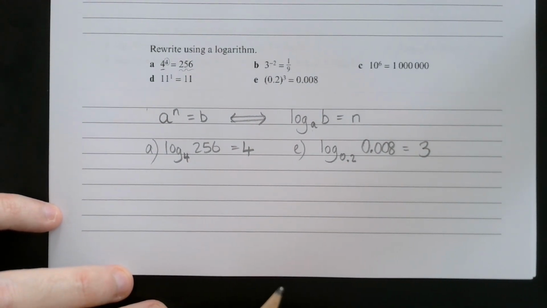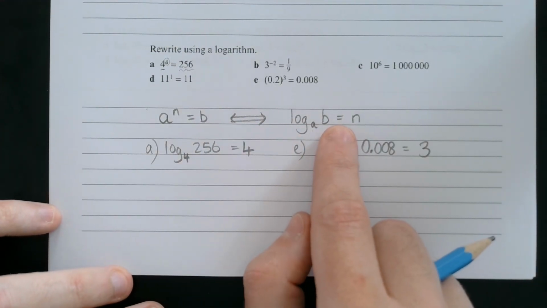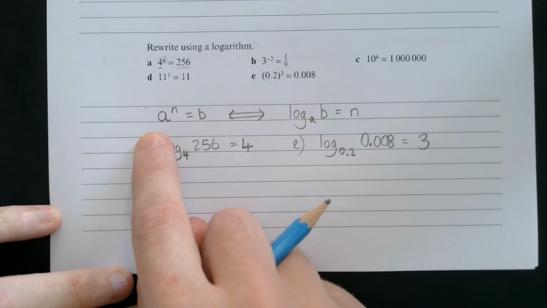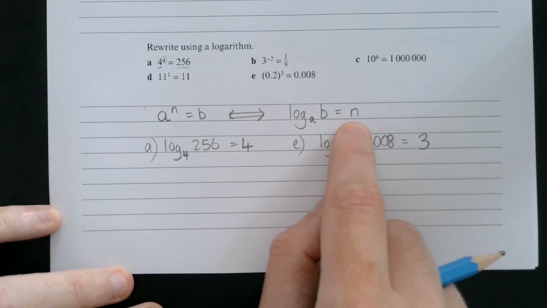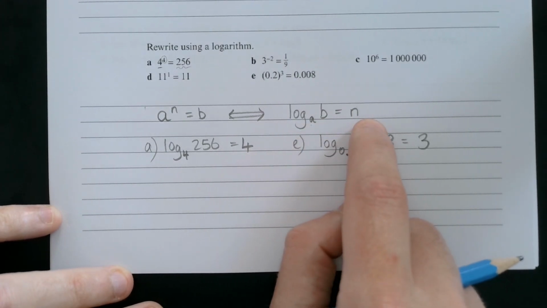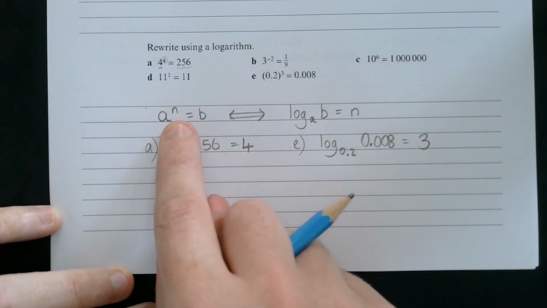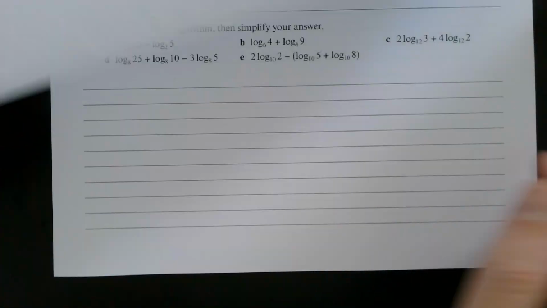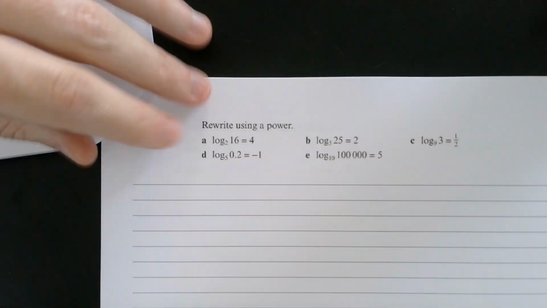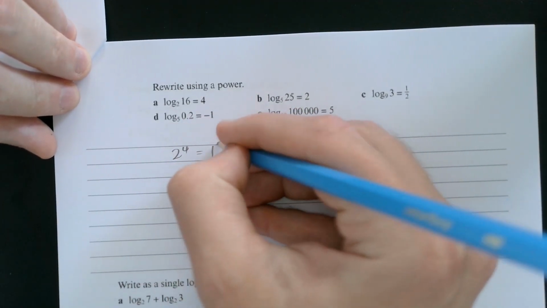Okay, so it's just rearranging, and this is very useful, especially going this way, because a lot of the time when you're solving a logarithmic equation, you end up with log of something equals something, and you want to solve that. To solve it, you write it in the exponential form and then solve it. So rewrite using a power goes the other way around. 2 to the power of 4 equals 16.